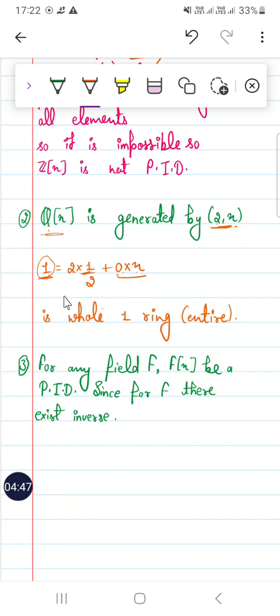So this is a principal ideal in Q[x]. And this gives the other theorem: for any field F, F[x] is a principal ideal domain, since in a field every nonzero element has an inverse. Z is not a field, but Q is a field. So for F[x] to be a principal ideal domain, F should be a field.